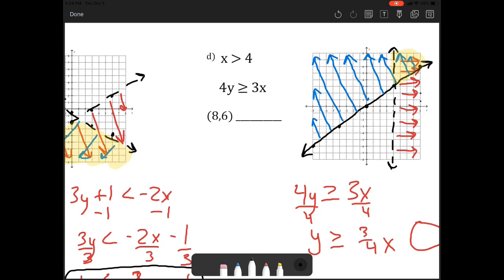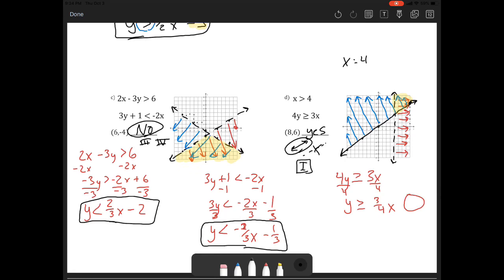So we're going to go 8 here. 1, 2, 3, 4, 5, 6. So it hits right at our dot here. And it is included because it is a solid line. If it was a dotted line, it couldn't be included. But because it is on a solid line right here, it is included. And all of our answers are going to be in the first quadrant.